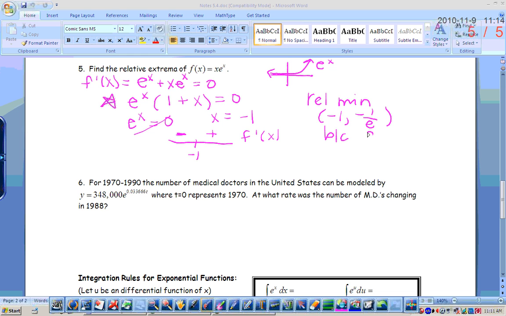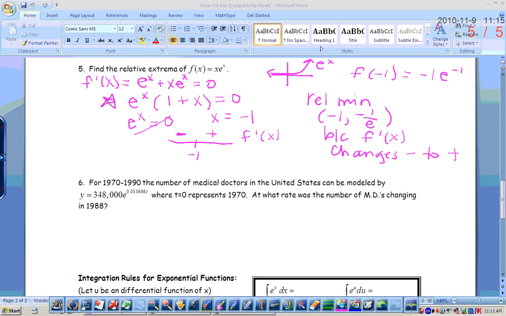Because, what's my justification? Yeah. I got the negative 1 over e by plugging negative 1 back into the original equation, the f. So negative 1 times e to the negative 1. And instead of doing e to the negative 1, she just brought that down to the bottom.